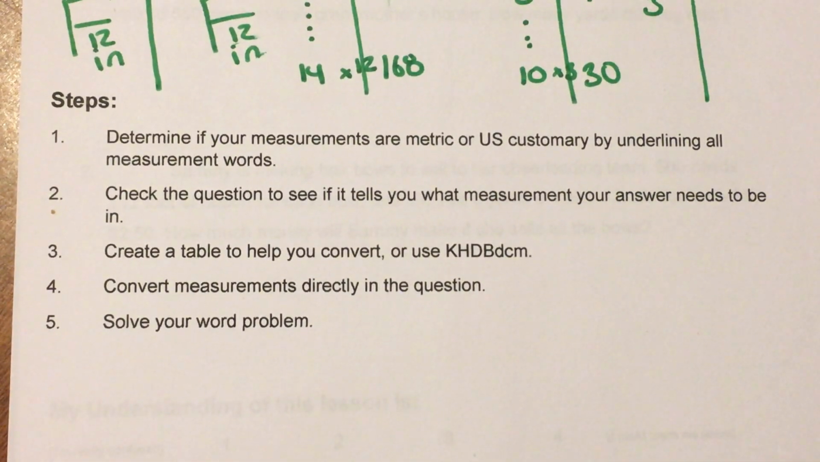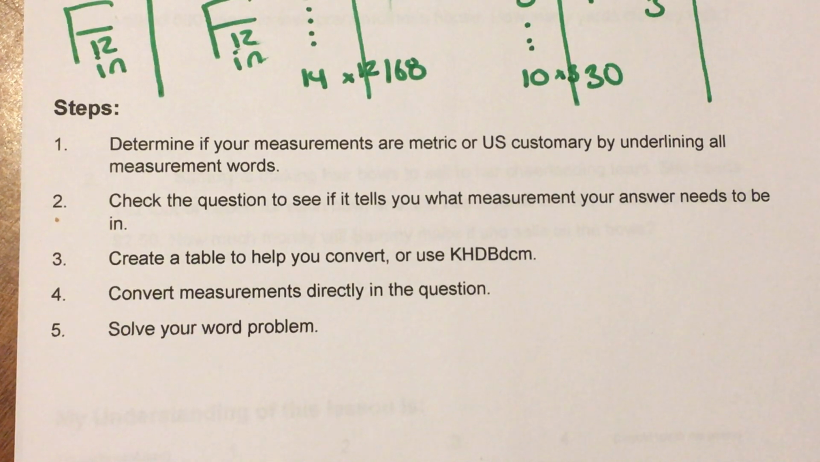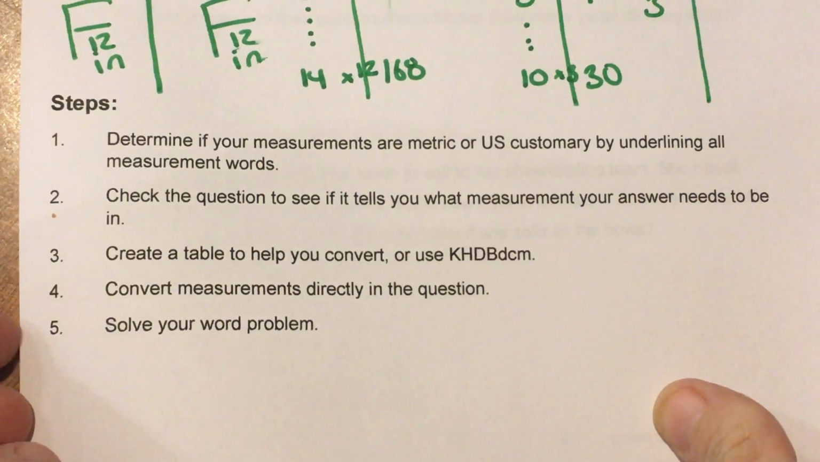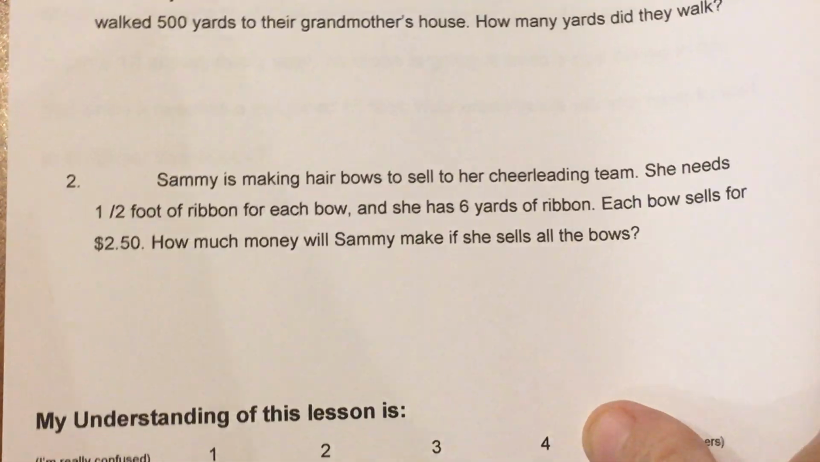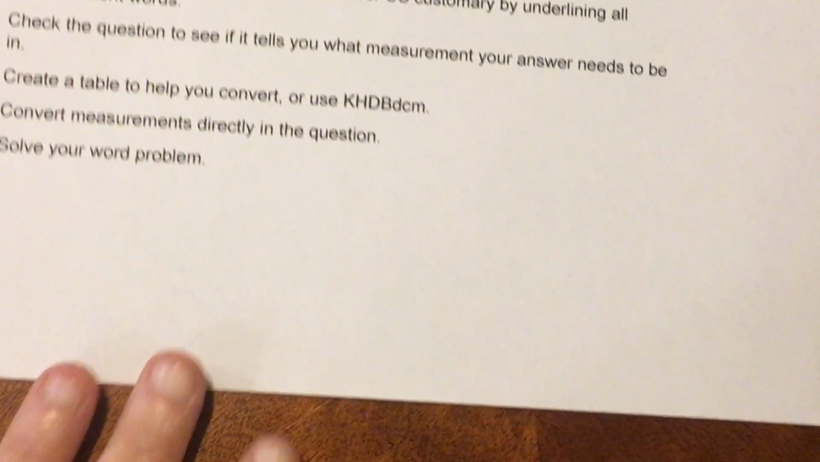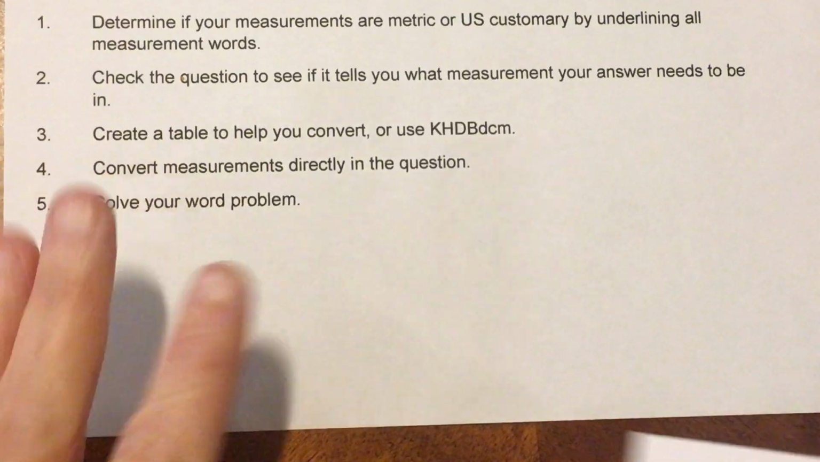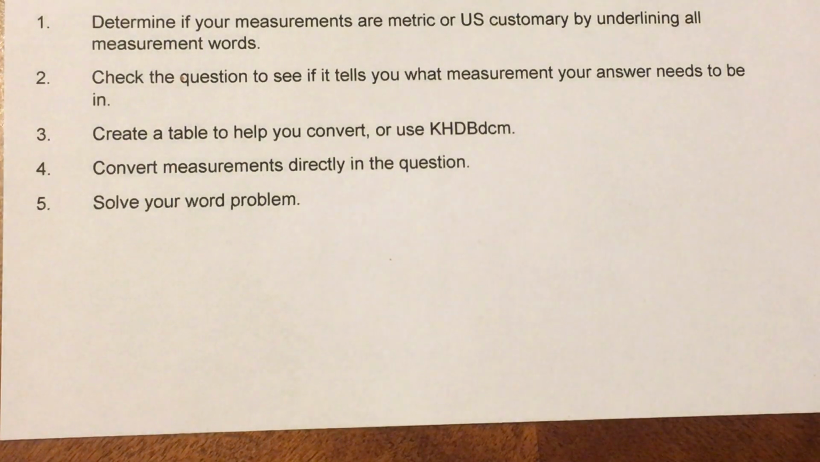Then you're either going to create a table to help you convert or use King Henry died by drinking chocolate milk. So if it's US customary, you're going to be making these tables, but if it's meters, you're just going to be using what we did in the last lesson to make conversions. And then you're going to convert measurements directly in the question. So we're going to cross it out and rewrite it. And then we're going to solve a pretty complicated word problem. Okay, so what does this really look like? All right, so here are some of my practice ones. I'm going to get my steps up there to be able to turn to if I need them.